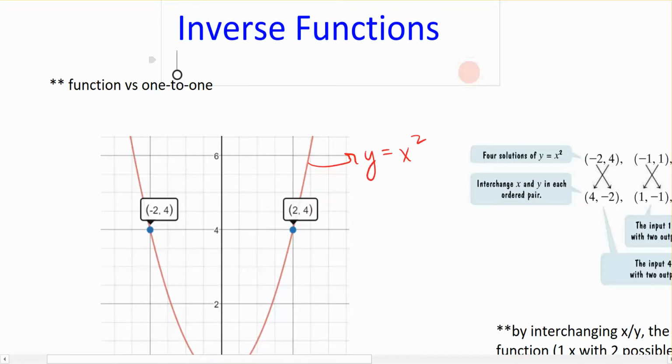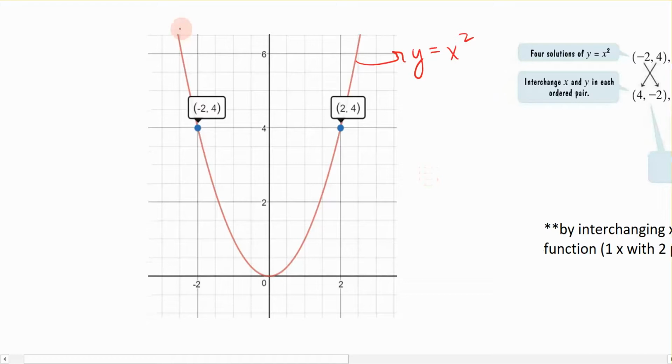In this series of videos, we're going to talk about inverse functions, and before we get into that though, we kind of want to define what an inverse function is. So we're going to go back and look at this picture of a parabola. This is the graph y is equal to x squared.